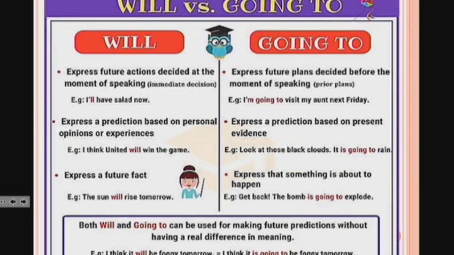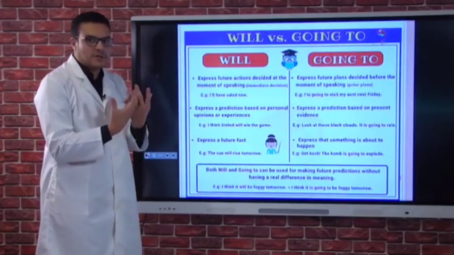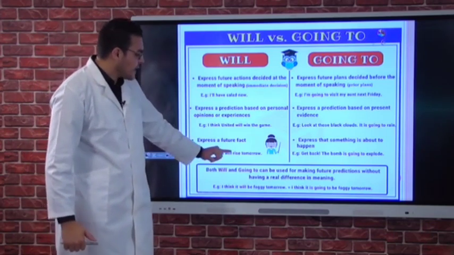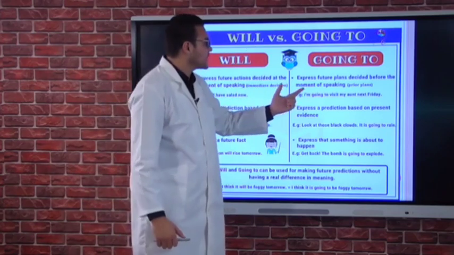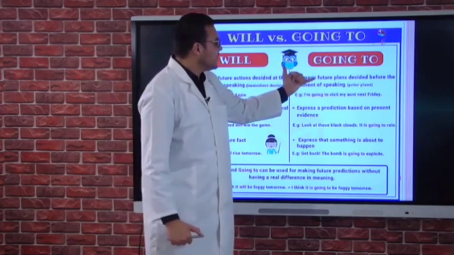And the last one is to express a future fact. For example, we have facts in the future that we need to speak about, so we use the will future. The sun will rise tomorrow. It's a scientific fact. Be going to expresses future plans.